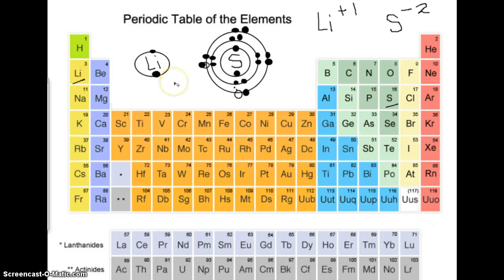That's all it takes to fill it up. It's full. It's happy. Woohoo! I'm done. And sulfur says, no, you're not. You promised to help make me stable. I still have 1 empty space. You need to help out.